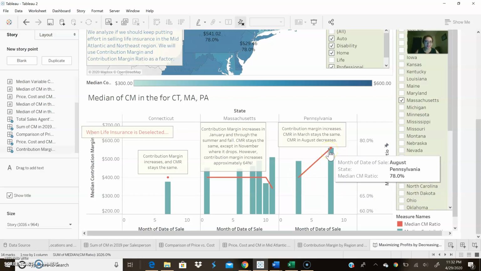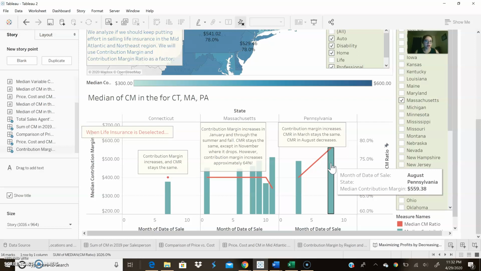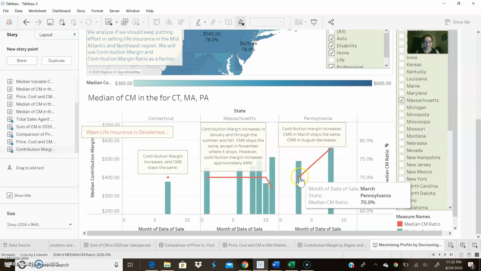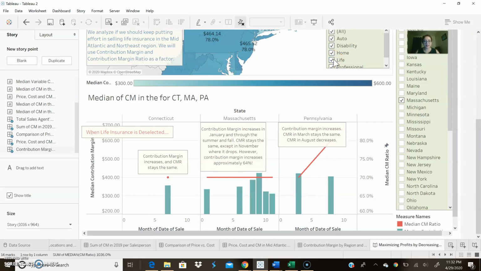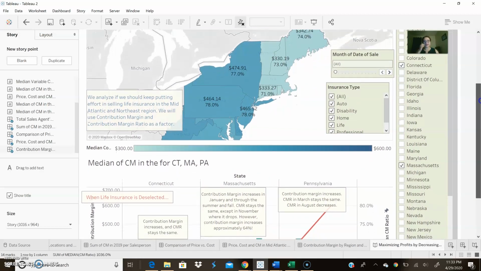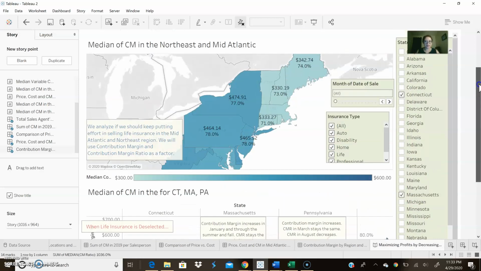However, our peak dropped a little from 80 to 78%, but our contribution margin increased during the month of August. But the contribution margin ratio stayed the same in the month of March. So these are the effects that really show the overall effect of decreasing efforts of selling life insurance in the Northeast and Mid-Atlantic regions.